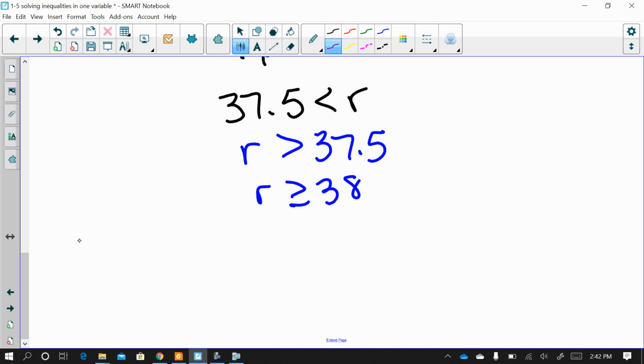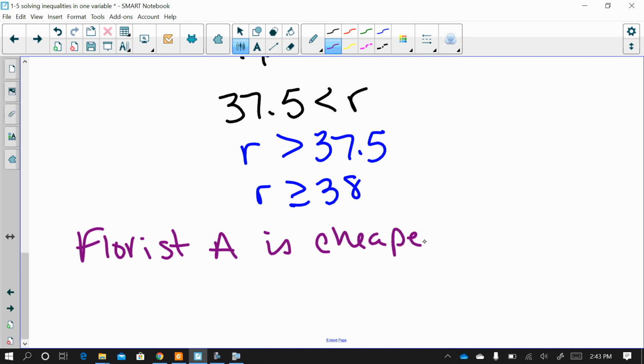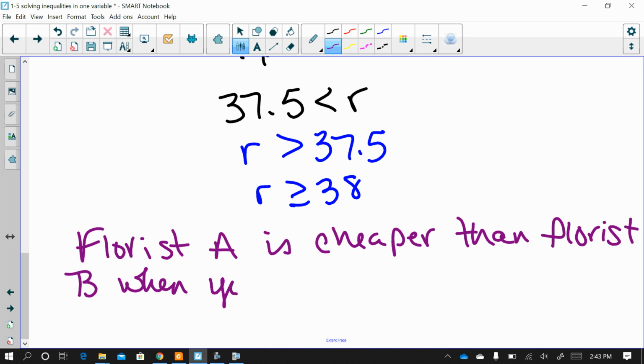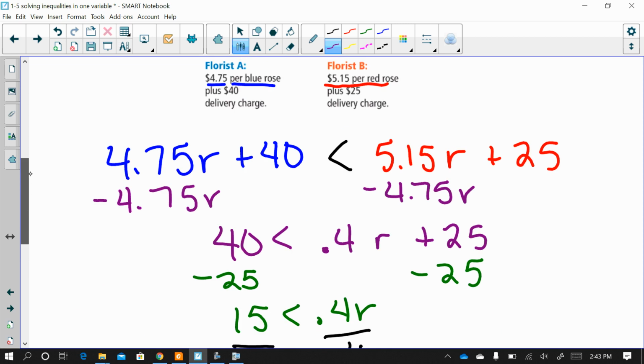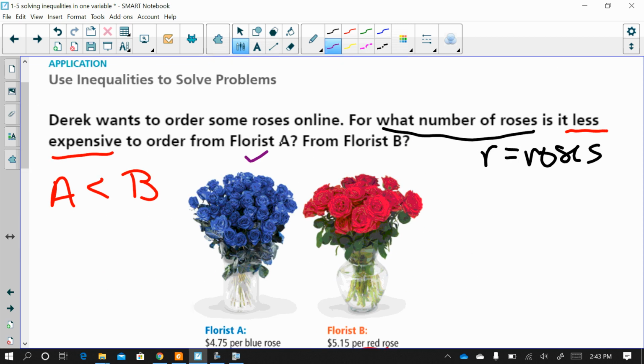So we would say florist A is cheaper than florist B when you buy 38 or more roses. Now let's make sure we actually answered the full question. Okay, I got that part.